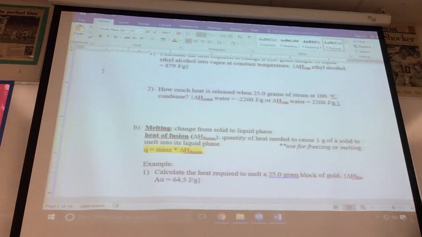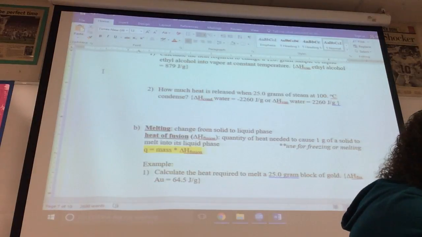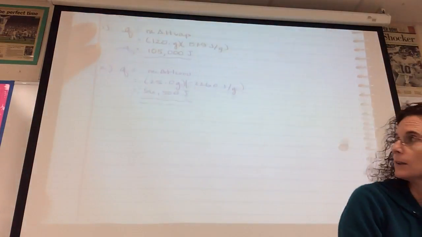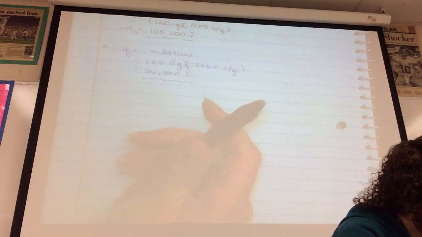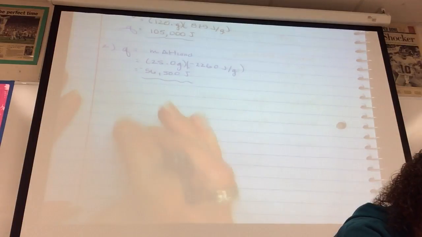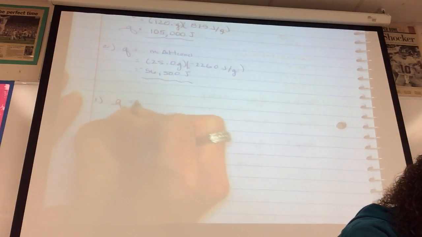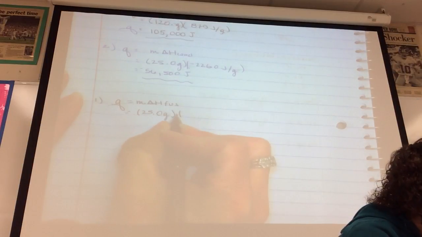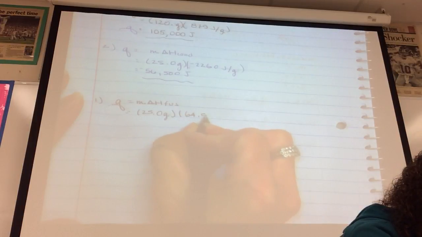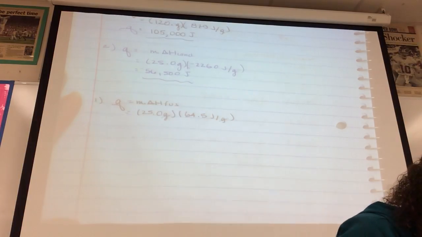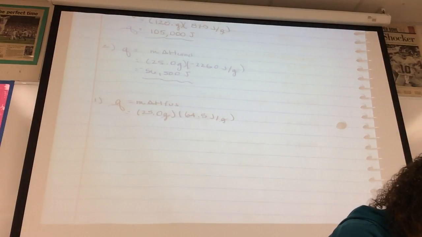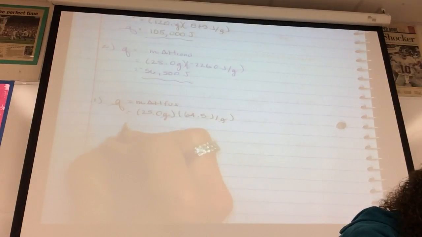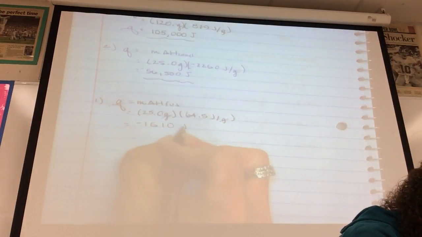Calculate the heat required to melt a 25 gram block of gold. The delta H of fusion for gold is 64.5 joules per gram. It's very straightforward. If you're not sure how to approach it, very often you can let your units drive your problem home. Here we're going to have Q is equal to M delta H of fusion. The mass is 25 grams. The delta H of fusion is 64.5 joules per gram. Cancel the grams. And you've got 25 times 64.5, 3 sig figs as such. Nothing to it.